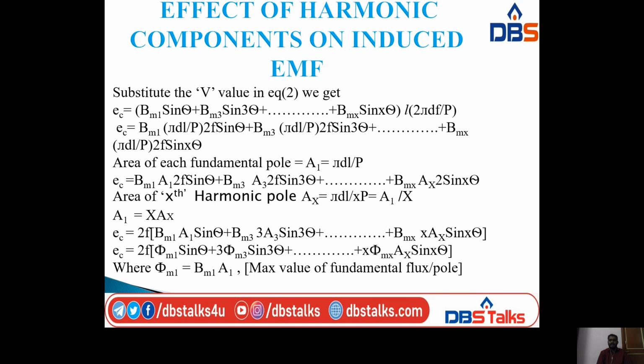The area of the x-th harmonic pole, that is Ax, from the area of each fundamental pole, is Ax equal to pi dl by xp. You know that pi dl by p is equal to A1, so substituting here, we have A1 by x. So A1 is equal to x into Ax, and then EC is equal to 2f into Bm1.